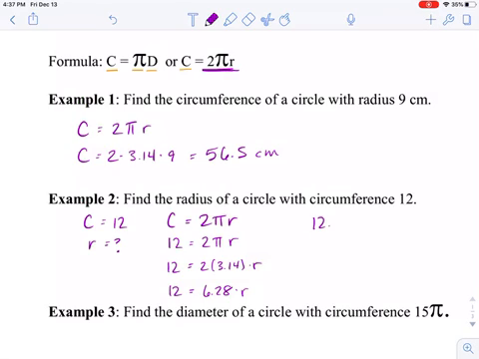So my last step here is to divide both sides by 6.28. So the radius is 1.9 centimeters.